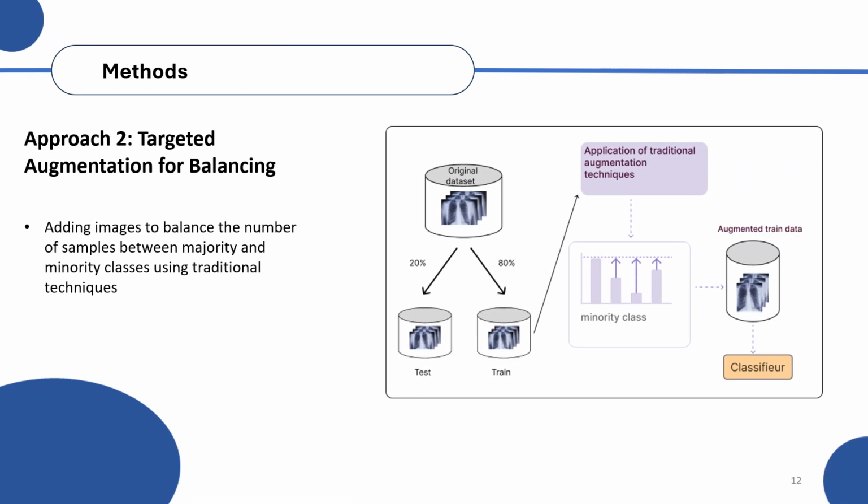In this next approach, targeted augmentation for balancing, we added a balancing mechanism using traditional techniques such as rotation, scaling, and contrast adjustments to generate new synthetic samples. These generated images are added to the minority classes, aiming to create a new balanced dataset. This balanced dataset was then used to train the classification models.